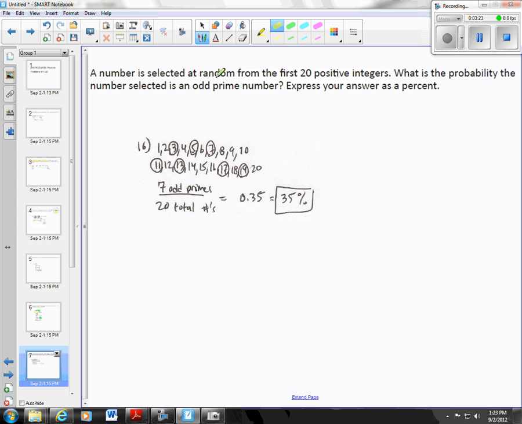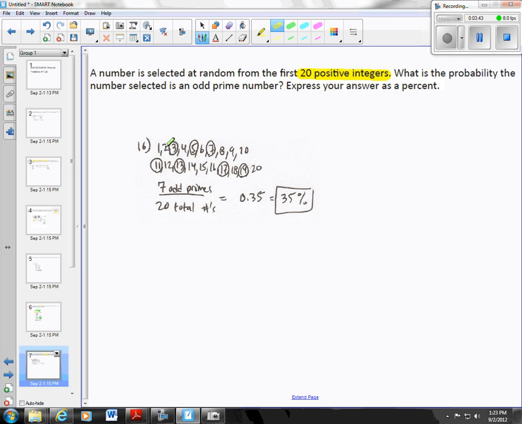All right, now this one, we have a number selected at random from the first 20 positive integers. So those are like 1, 2, all the way up to 20. What is the probability that it is an odd prime? So all I did was go through and find all the prime numbers. Remember, a prime number is a number divisible by only 1 and itself.